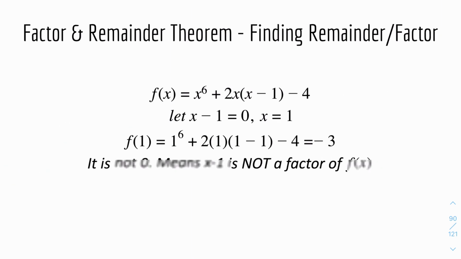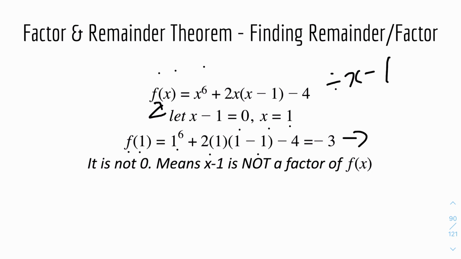And here's another example. We have f of x equals x to the power 6 plus 2x times x minus 1 minus 4. Find the remainder when it's divided by x minus 1. So let x minus 1 equals 0 and therefore x equals 1. Therefore substitute the x by 1. So it will be f of 1 equals 1 to the power 6 plus 2 times 1 times 1 minus 4. And it will give us minus 3.